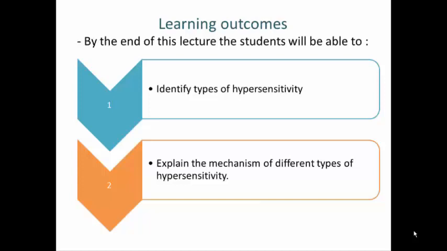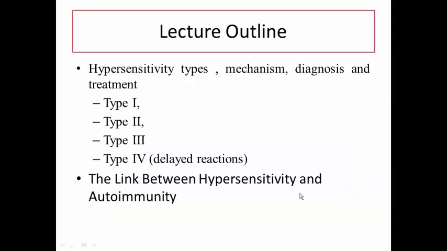By the end of this lecture, you'll be able to identify the types of hypersensitivity and explain the mechanisms of different types. Regarding our lecture outline, we'll discuss the hypersensitivity types, mechanism, diagnosis, and treatment. This will be for type 1, while for type 2, type 3, and type 4 we will discuss the mechanism and the types or examples of these types. At the end of this lecture, we will have an important topic, which is the link between hypersensitivity and autoimmunity. It's a very, very important topic.